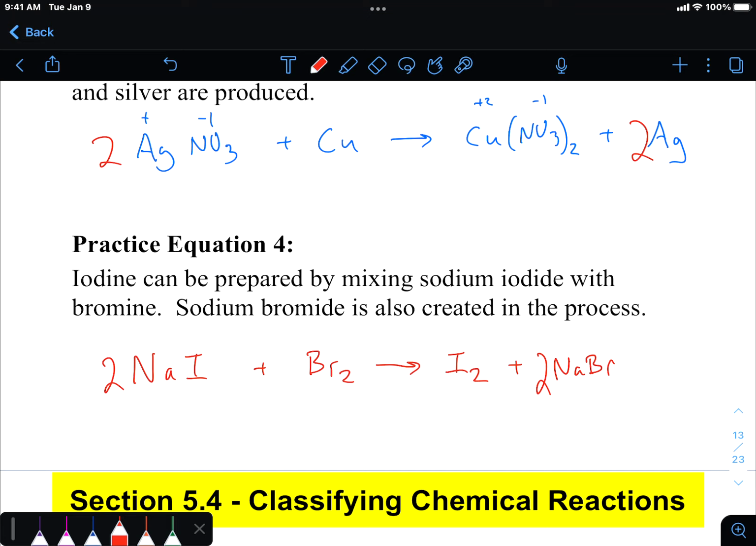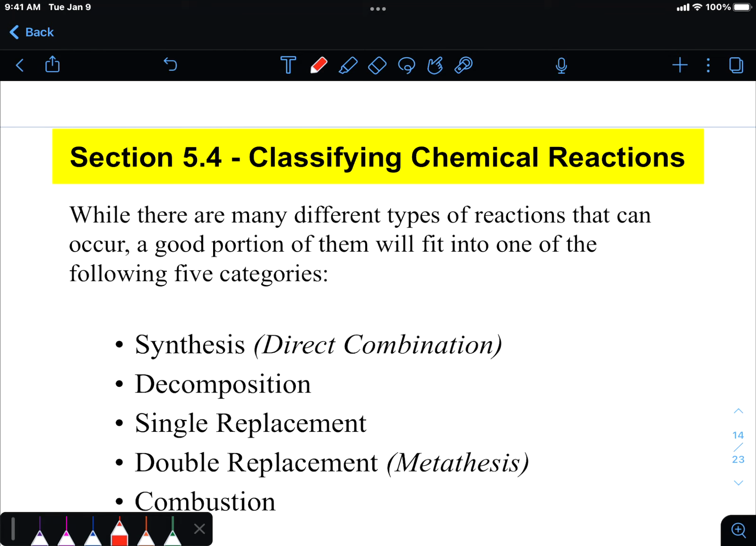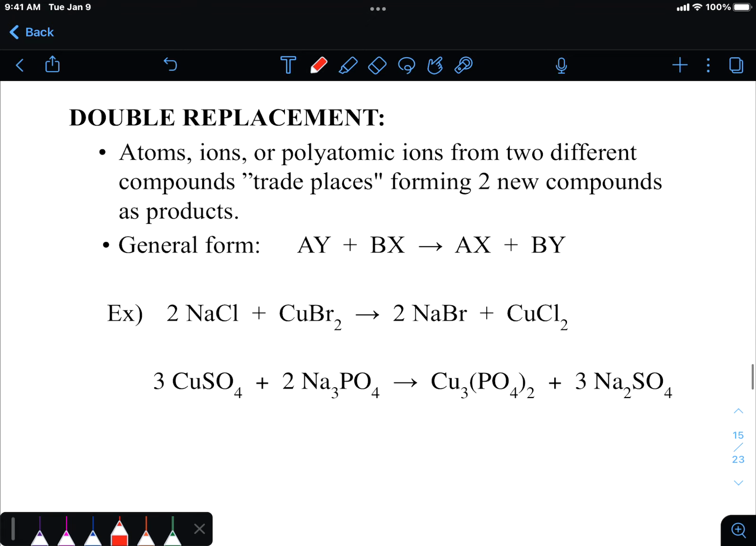Okay. All right. We're going to do a little bit of this section here, 5.4, but we're going to jump down and do what's called double replacement because that's relevant for today's lab. So jump down, 5.4 section, double replacement. Okay. A double replacement reaction takes place between 2 ionic compounds, or 2 ionic reactants. And what happens here is that your ions trade places.